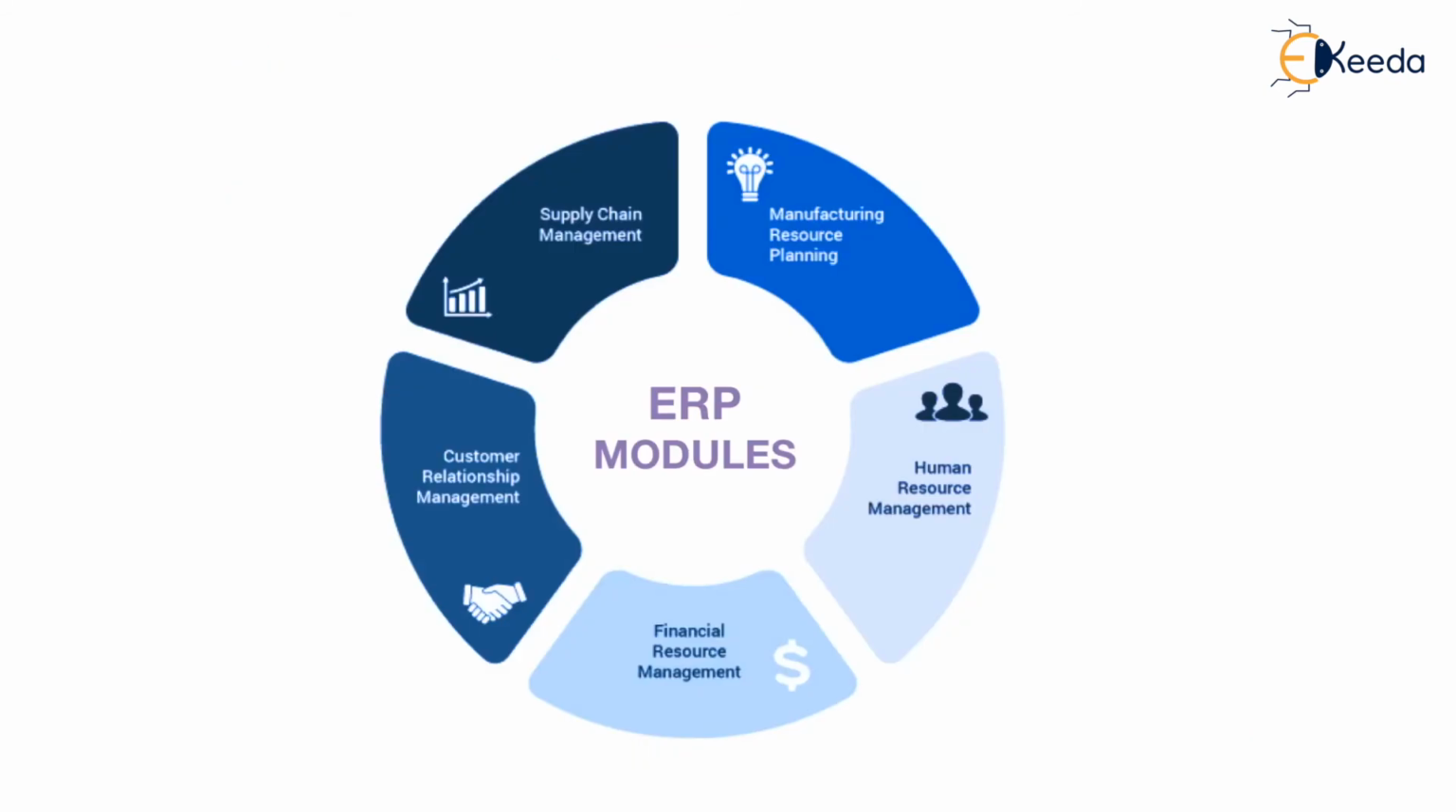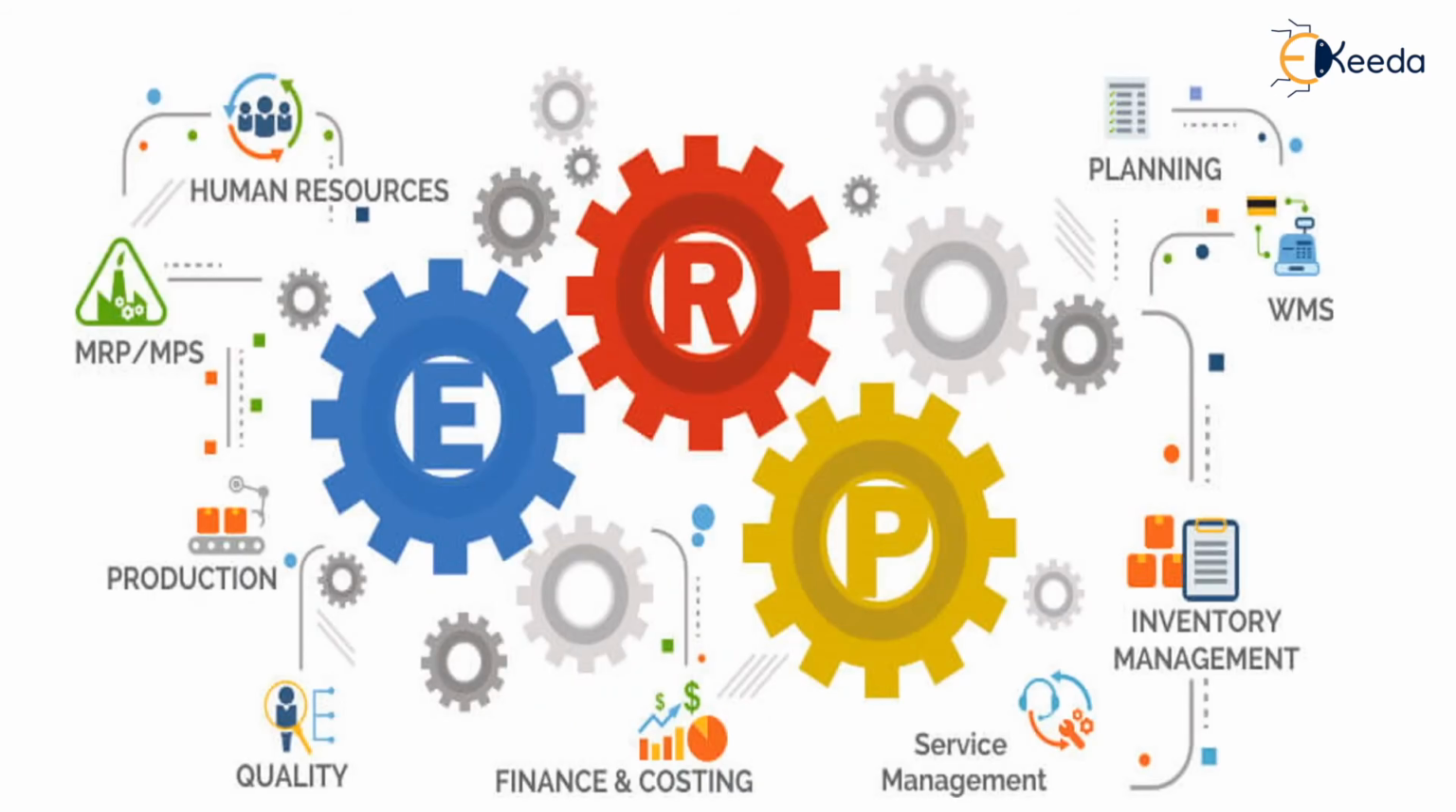So the ERP modules or the parts are generally divided into supply chain management, manufacturing resource planning, which is MRP II, human resource management, financial resource management, customer relationship management. And based upon all this data, we'll be having the ERP modules.